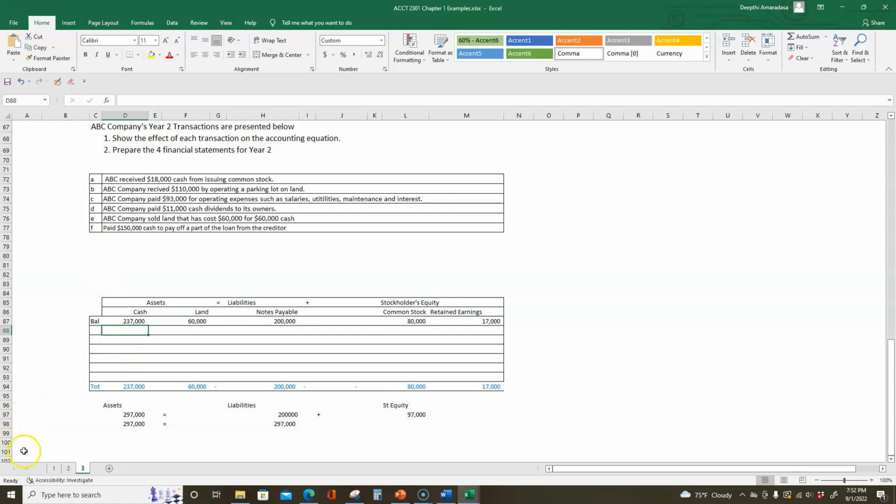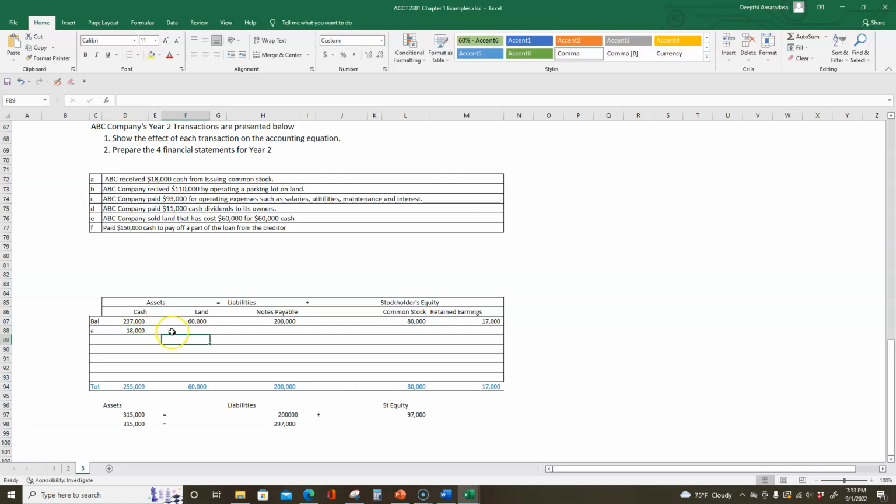Let's start with transaction A. Transaction A says ABC received $18,000 cash from issuing common stock. So let's go ahead and put A here. What happened? Remember, we are always a company, so we're looking at things from the perspective of the company. We received cash, $18,000. So our cash balance increases by $18,000.